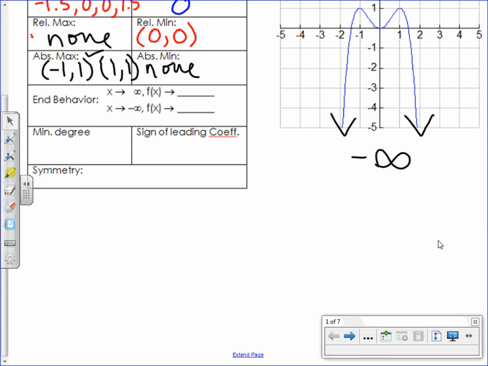All right, moving on down. Talking about end behavior. As I look at this graph, my 2 arrows are pointing down. They are going toward negative infinity on both sides. So if we're talking about end behavior, well, both ends are pointing down, so both ends are approaching negative infinity.